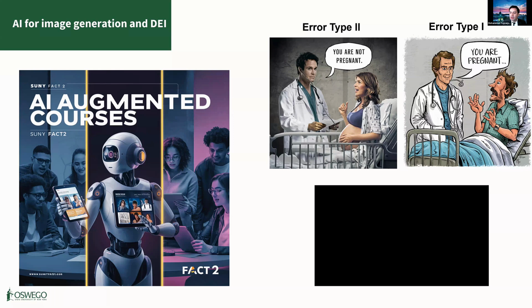This one I use for my marketing research, right? Error type 1 and error type 2. I asked AI to create some comic images that show this and that, right? Two things. First, it makes the slides more interesting. Second, I don't need to worry about copyright anymore because I generated those images. I hold the copyright.